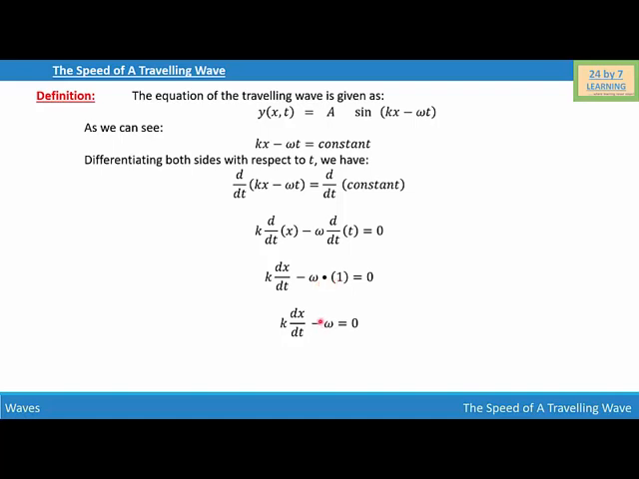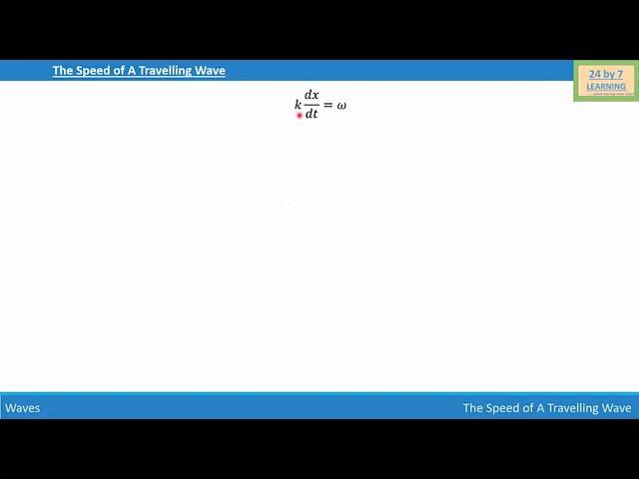Now what we need to do, we need to take ω to the other side, and if we do that, we will write k dx/dt is equal to ω. Now I need to keep my dx/dt by itself, so I need to take this k to the other side, and we will write dx/dt is equal to ω/k. Now we know that dx/dt is v, so we will write velocity v is equal to ω/k, and let this be our equation number 1.